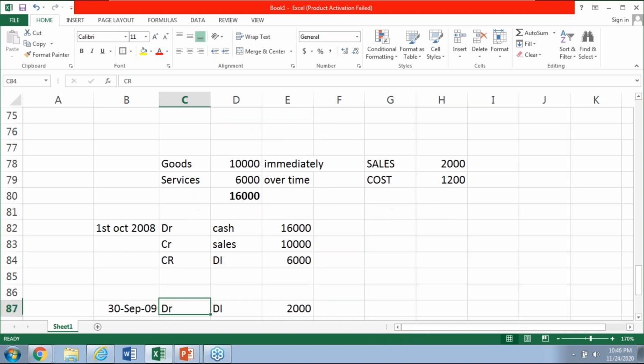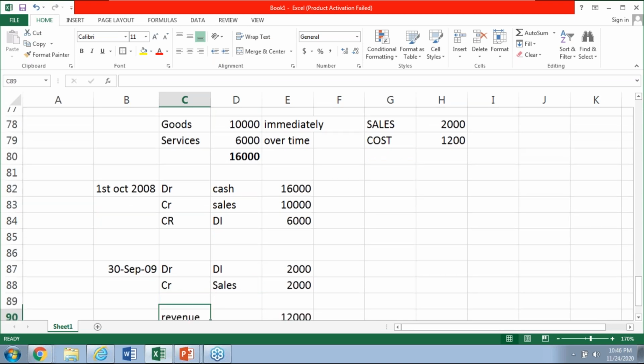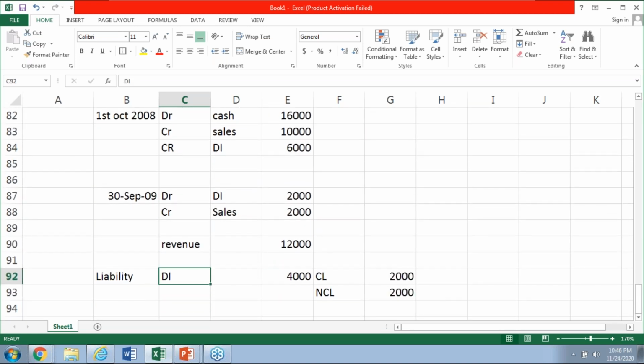So when the first year ends, we have earned the first year's service, and the remaining amount left in the deferred income account is 4,000. So out of 6,000 we have earned 2,000, and the remaining 4,000 should be split between the current and non-current liability, because out of this 4,000, 2,000 will be earned in the future.